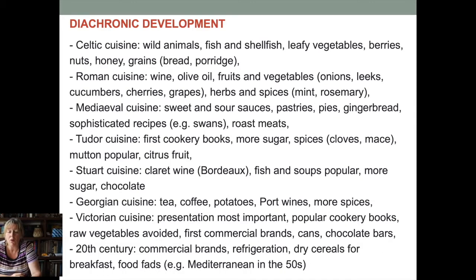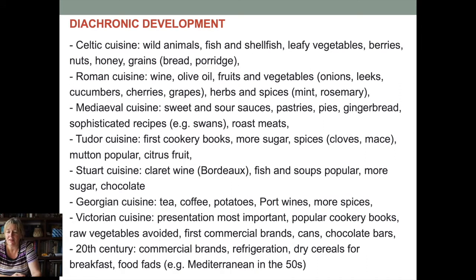consisting of wild animals that could be hunted, fish and shellfish, leafy vegetables, berries, nuts, honey, and grains to be made into some simple breads or porridge, we have more and more sophisticated foods coming. First with the Romans, things like wine and olive oil and many kinds of fruits and vegetables and herbs. Then we have fashions, really, like the great fashion for sweet foods that starts in the medieval cuisine and then continues until today.